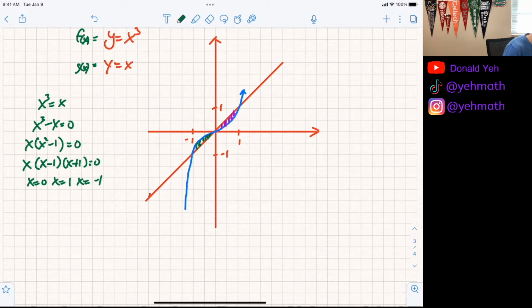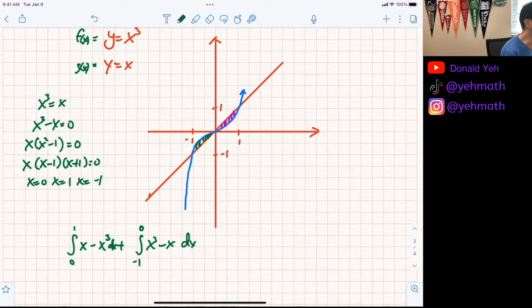But if you want a correct setup, it's going to be between -1 and 0, right? The top function is going to be x minus the bottom function x cubed. Plus, integration from -1 to 0, x cubed minus x. And don't forget about dx.